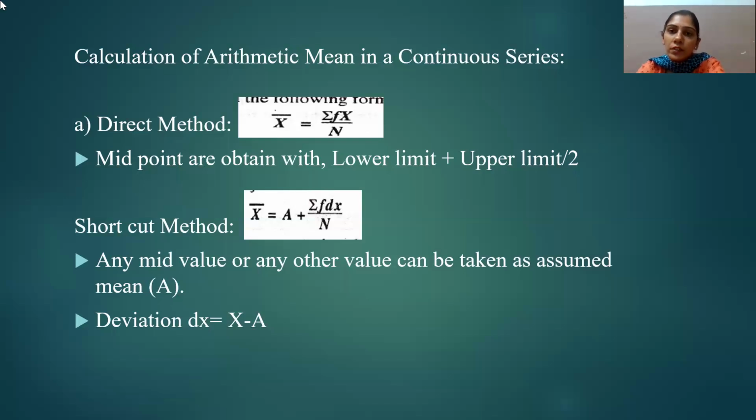That is how we get the midpoint of our continuous series. Suppose we have a series from 5 to 10, 10 to 15. So in 5 to 10, the lower limit is 5 and the upper limit is 10.